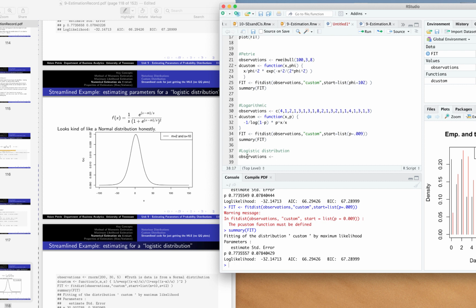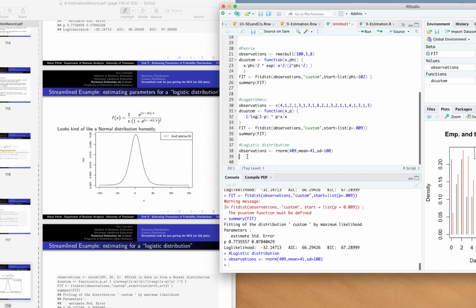And let's just make observations from a normal distribution. Let's make 409 observations with a mean of, let's say, 41 and an SD of 100. So let's just look at what our data looks like in this case.